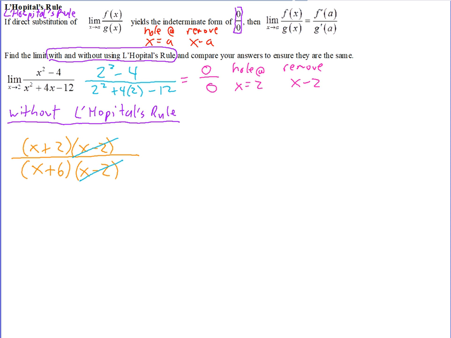And remember, as soon as you do that, then you can substitute in the 2 for x. So you get 2 plus 2 divided by 2 plus 6 gives you 4 over 8, which reduces to 1/2. Okay, that's the way we figured these out before without L'Hopital's rule. Now let's see how we can use L'Hopital's rule as an alternate way. In this case, it's asking us to use both ways. So with L'Hopital's.